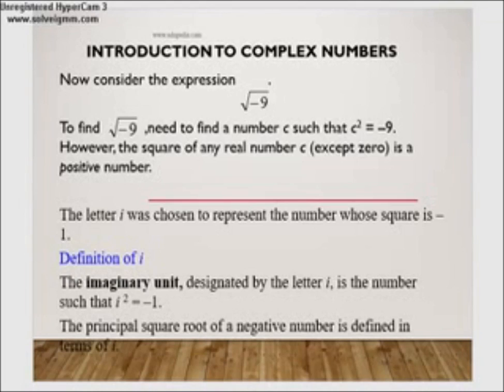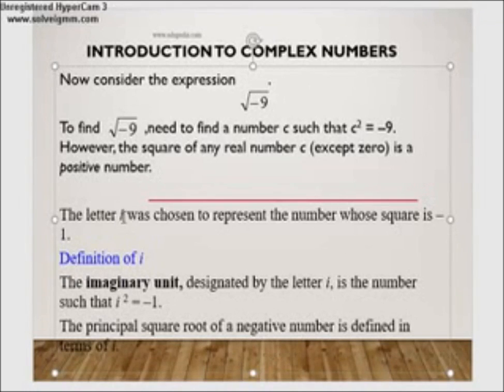Now in order to find the under root of negative 9, we know that it cannot be a real number, and we know that the square of any real number will give you a positive number. There's no real number that will give us the under root of negative 9. For that reason we have to come up with complex numbers. So in order to represent complex numbers, this little guy over here, that is the I, was introduced.